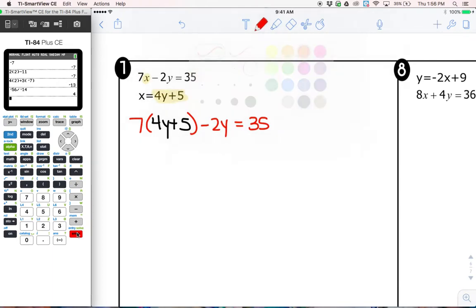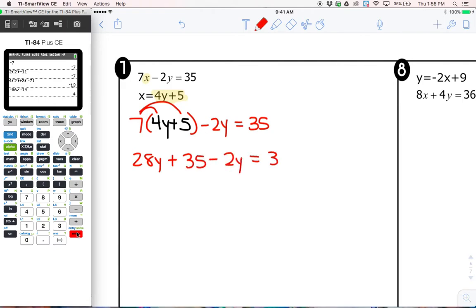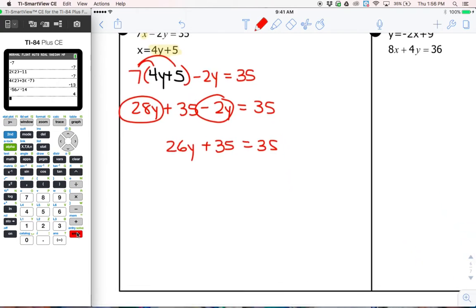All right, here we go. 7 times 4y is 28y. 7 times 5 is 35. Minus 2y equals 35. Combine your like terms. We've got 26y plus 35 equals 35. Now you might have noticed that something is a little strange here. It doesn't happen super often, but I'm getting 26y equals 0.